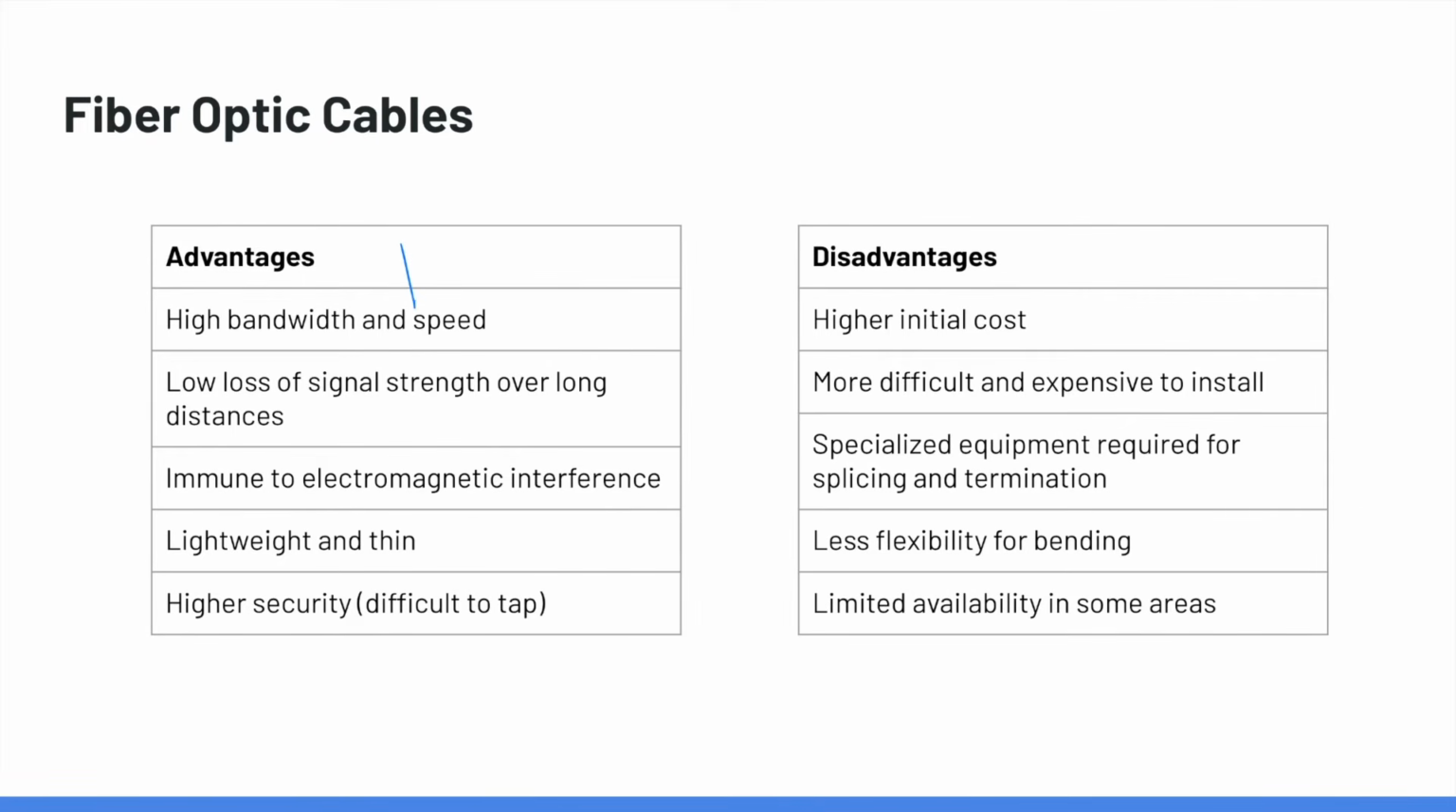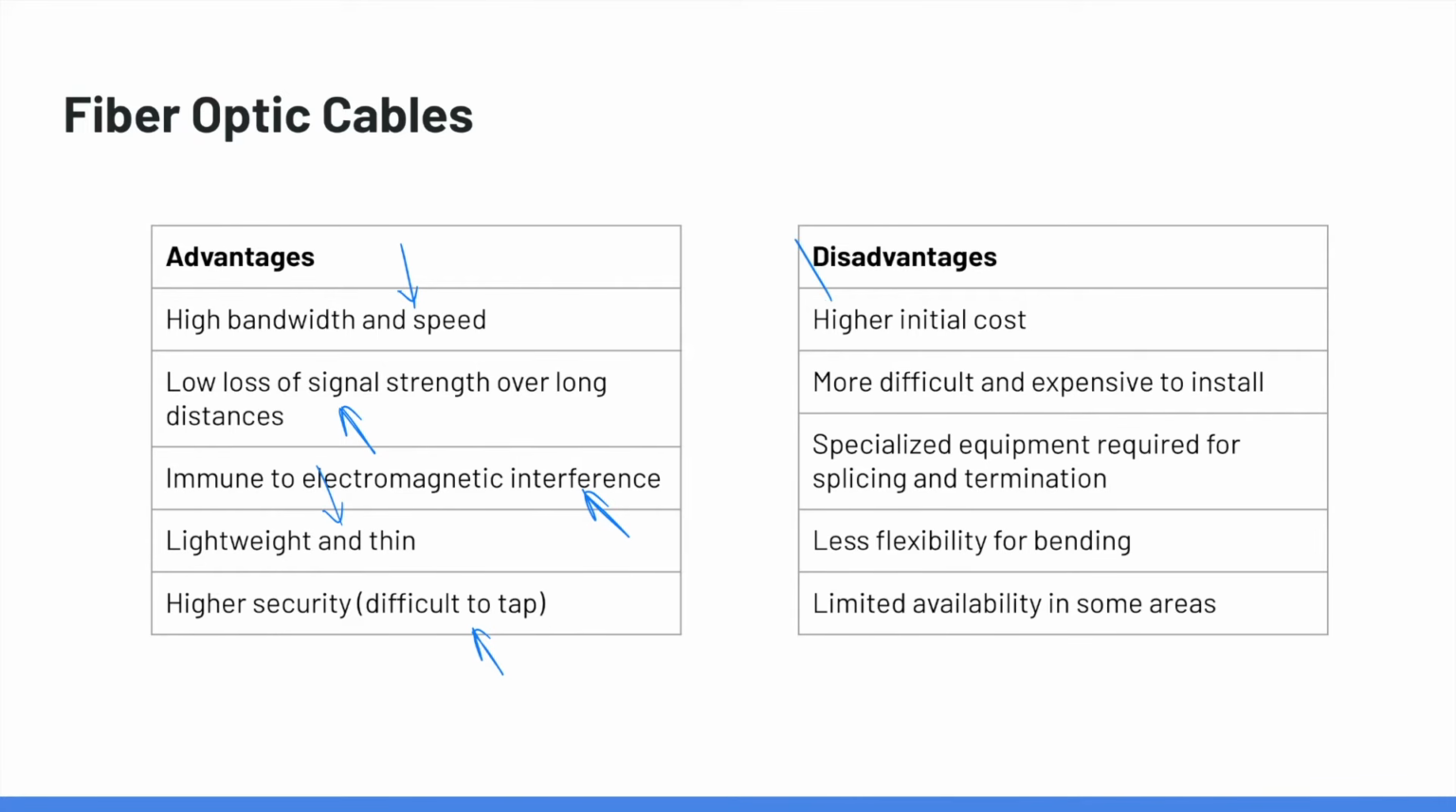So it has a high bandwidth and speed. There's a low loss of signal strength over long distances, and it's immune to electromagnetic interference. So there are no electromagnetic waves or spectrum that can interfere with it, unlike copper cables. It's lightweight and thin, and it has higher security. It's much more difficult to tap a fiber optic cable than a copper cable, partly because if you do tap it, it's probably going to be pretty obvious to the sender that it's being tapped, because you would be messing with the light signal. However, anything can really be tapped. It's just more difficult with fiber optic cable.